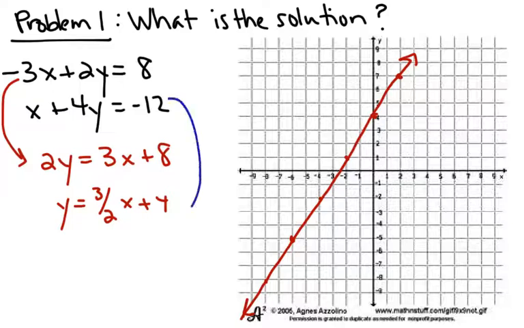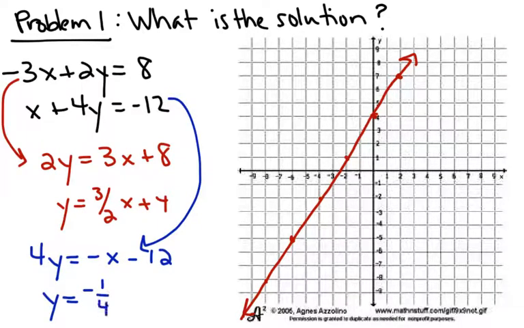For the second equation, in order to put it in slope-intercept form, I'm going to subtract the x, and then I'm going to divide by 4. So I get y is equal to negative 1/4 x minus 3. The y-intercept is at negative 3, and the slope is negative 1/4. So that's down 1 to the right 4, or I can go up 1 to the left 4. Oops, let's draw that a little bit nicer. And there's my line.